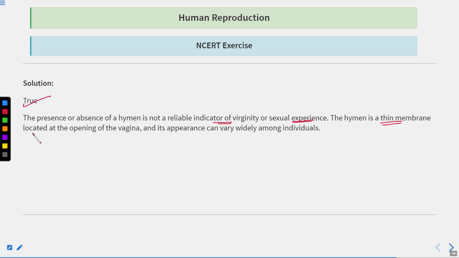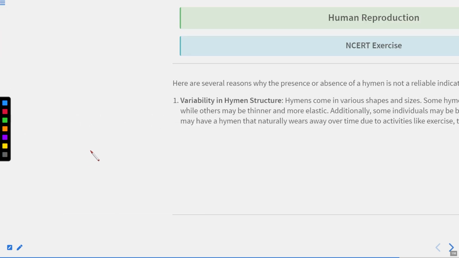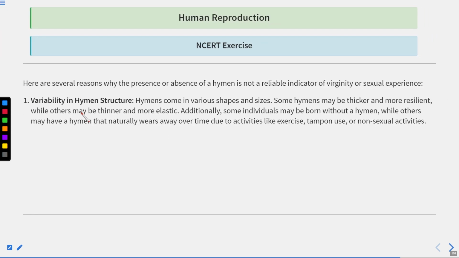Hymen is a thin membrane located at the opening of the vagina, and its appearance can vary widely among individuals. So, what can happen? This hymen can sometimes be broken down due to vigorous exercise also, or some jerk also. All right, or sometimes, even after sexual intercourse, the hymen remains intact. So that's why it is not a reliable indicator of virginity.